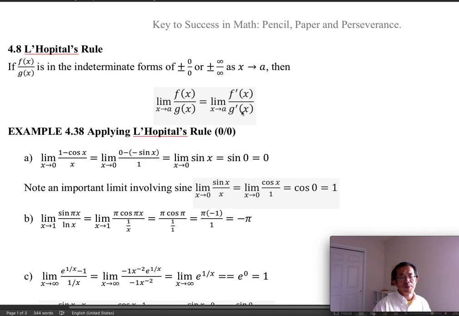Don't get confused or mixed up with the quotient rule. Really, this time we are considering the limit in a quotient form, and it is in the indeterminate form, and then the limit can be found by taking the derivative of the numerator and the derivative of the denominator. This is the L'Hopital rule. So let's take a look. These are examples I took directly from the textbook, and hopefully it may be easier to follow. And keep in mind there are two indeterminate forms, 0 divided by 0 or infinity divided by infinity.